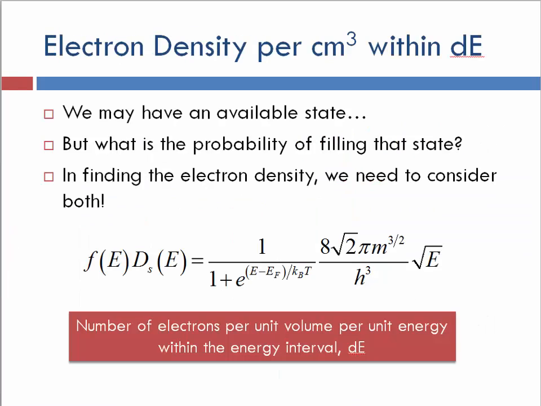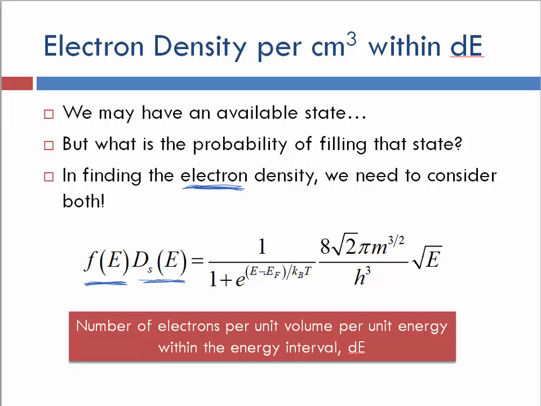Now, we saw that we have some available states, and density of states gives us that. But just because there is an available state, what's the probability that an electron is actually filling that state? So that's the next question. In order to find the density of actual electrons, not just available states, we have to consider both: the availability of a state and the probability that an electron is actually filling that state. So we multiply them. So the ds of E is the density of states, and we multiply that by the probability of having that state be filled.